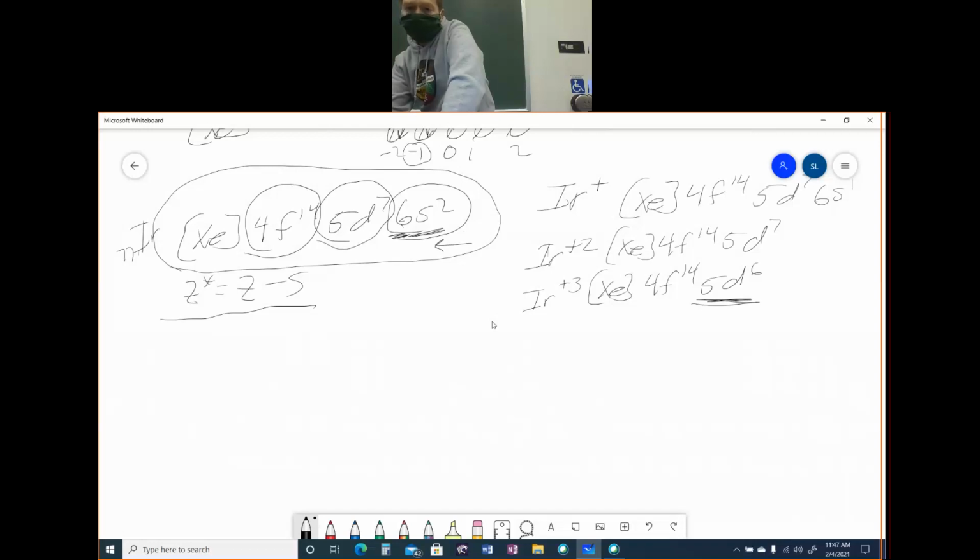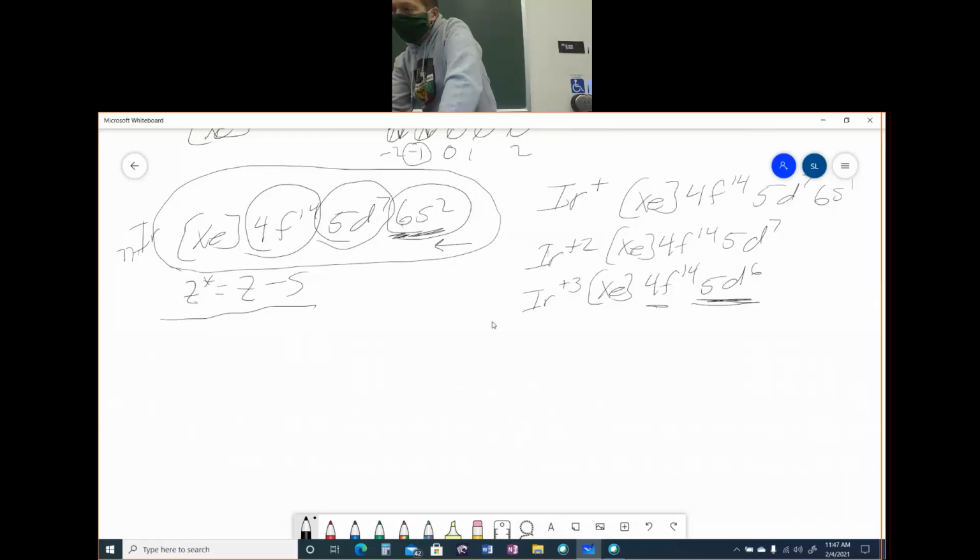So when you see that, you could say that your f's are full, and that's great. If you are full, you are very stable. That is not going to change. So full is the best. A full subshell is very stable.